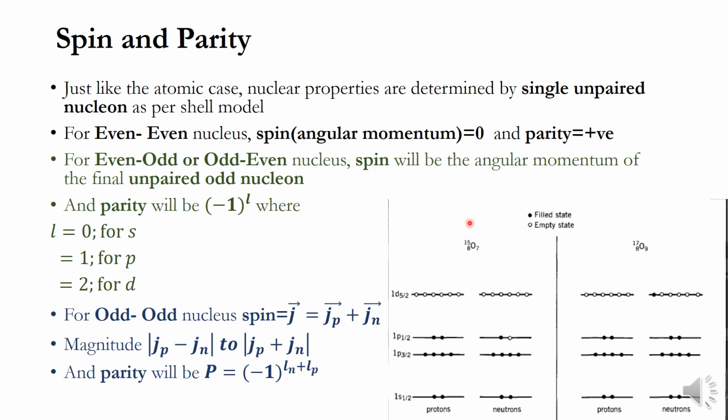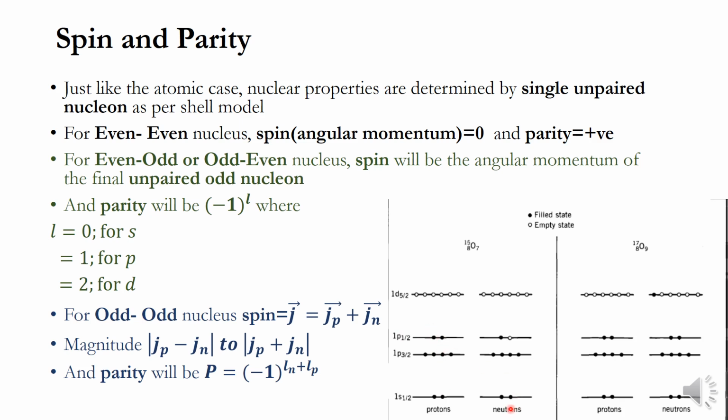The first one is oxygen 15. In the case of oxygen 15, the proton number is 8, so the neutron number is 7. The protons are filled like this: 1s1/2, 1p3/2, 1p1/2. So 2, then 6, so this is now 8. So this 1p1/2 is completely filled. This is a completely filled structure.